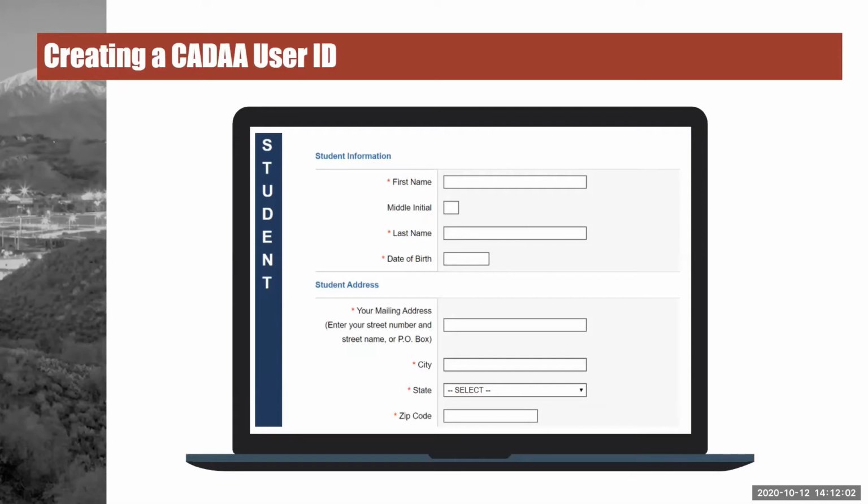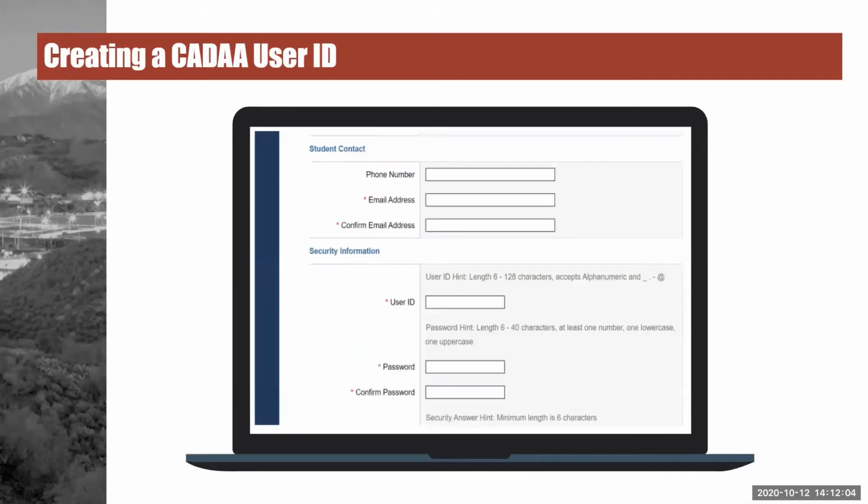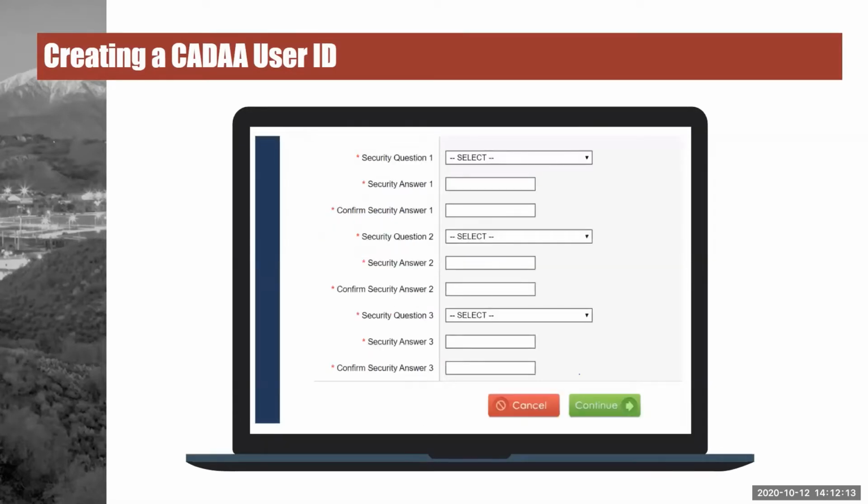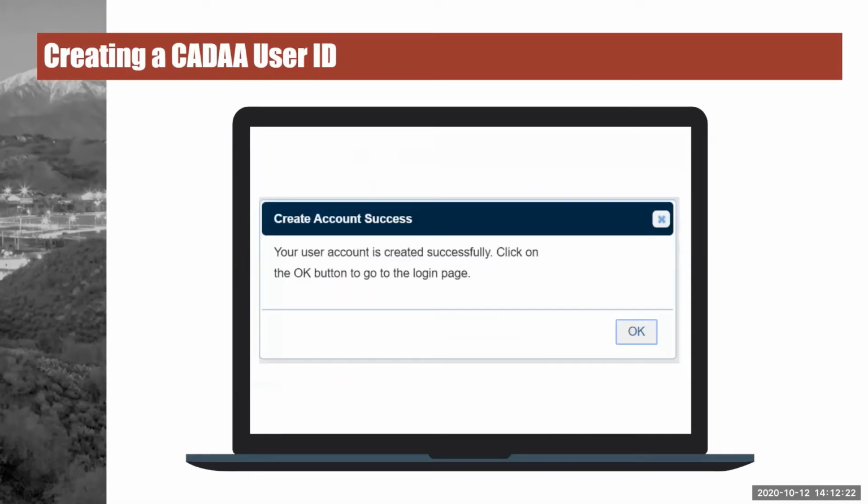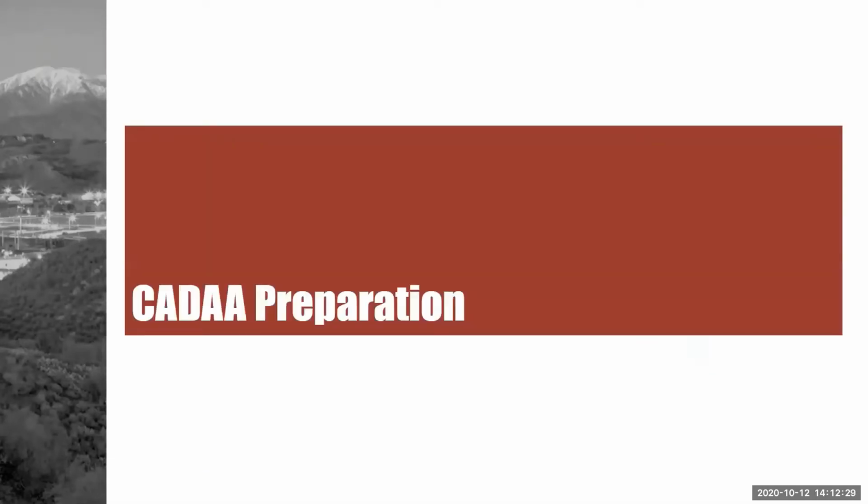Next, you will need to input your contact information, such as a phone number and email address. Afterwards, you will set up your user ID and password. Afterwards, you will need to set up 3 security questions, which will be used in the event you ever forget your login information. Select Continue once you are finished. A message will appear stating that your account was created successfully. Select OK to finish. Great. You have now created a California DREAM Act application user ID.